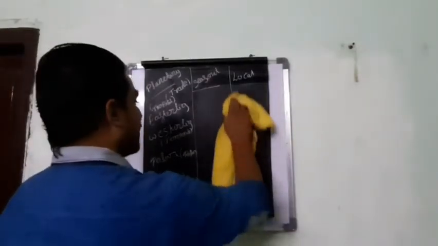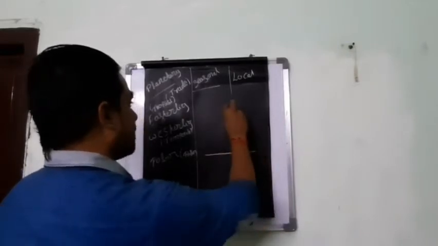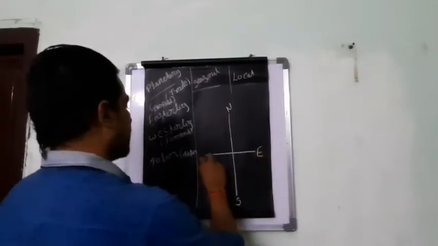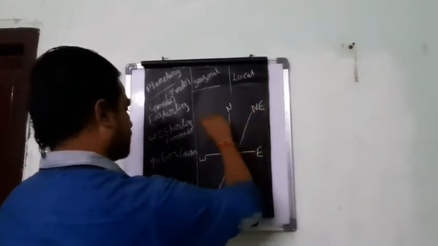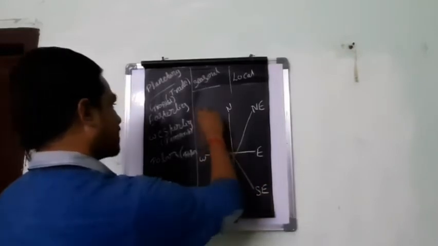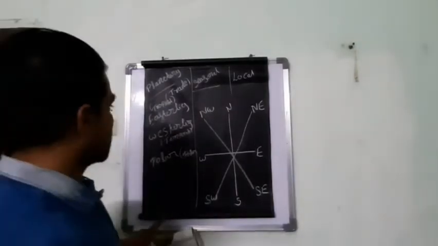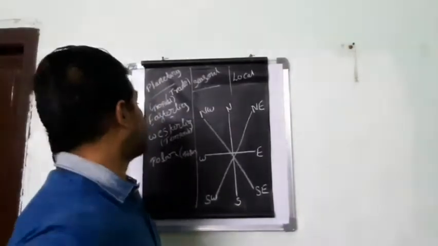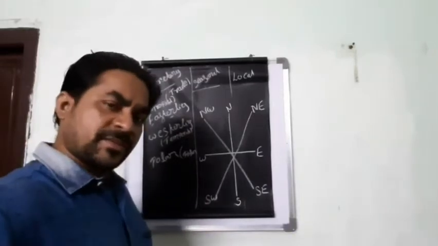You observe here, I will draw that. Imagine this is north, south, east, then west. And this is northeast, southeast, southwest, and also northwest. Before, I explained that easterlies blow from the tropical region. And the tropical region means what?